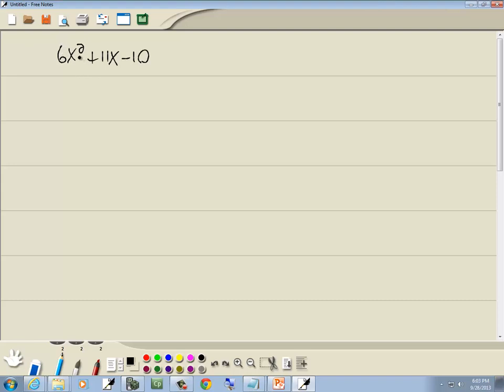Now, key numbers. Or wait a minute, let me say it again. When you have x squared, x, no x, and there's a number in front of your x squared, there's going to be a key number. For the key number, we take the number at the beginning times the number at the end, ignoring signs. So we got 6 times 10 gives us 60.